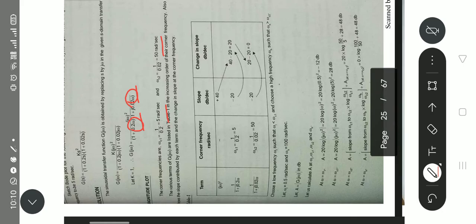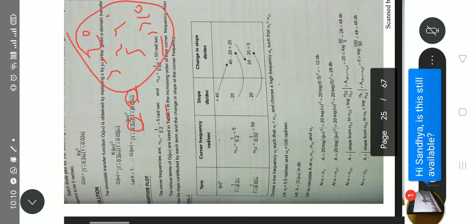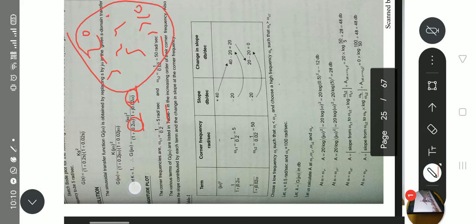Then we can take one tabular column with the terms: corner frequency, slope and change in slope. First we write all the terms: (j omega) square, 1 by (1 plus j 0.2 omega), and 1 by (1 plus j 0.02 omega). Why? Because these are the denominator terms. The s square term gives 40, s means 20, s square means 40, s cube means 60. Like that we can take the slope values. 1 by s means minus 20, 1 by s square means minus 40. Like that you have to take the slope values.